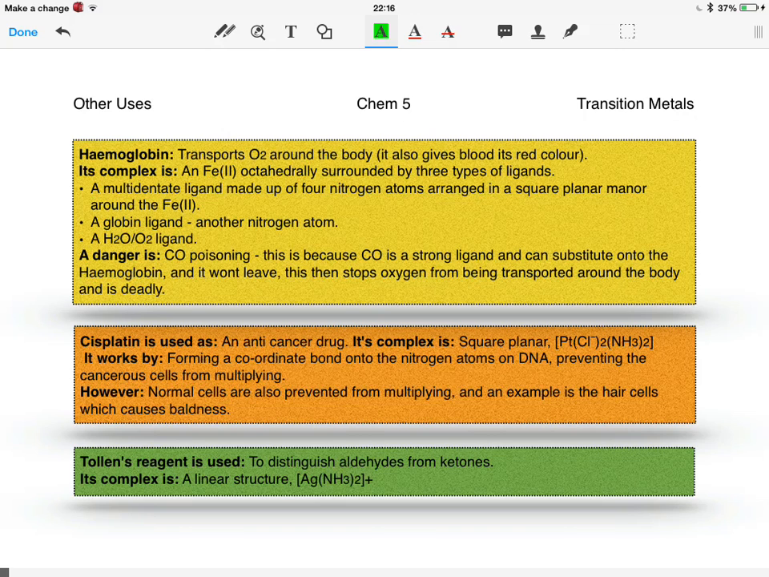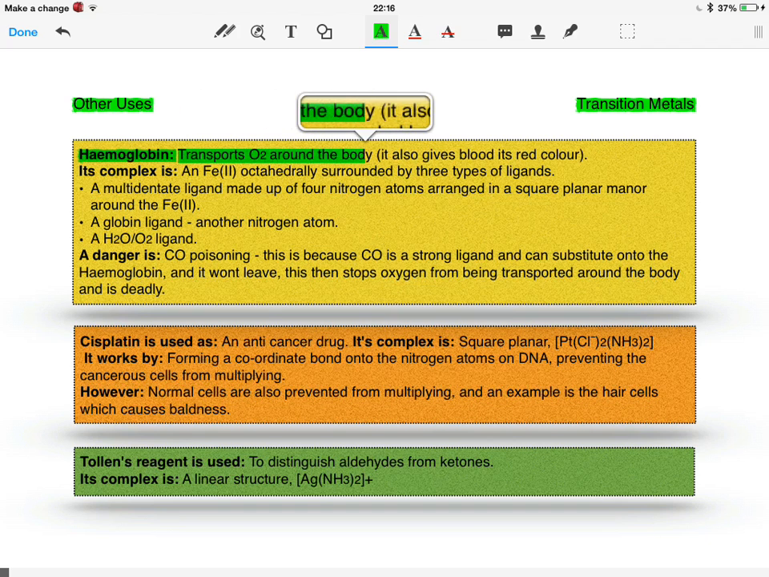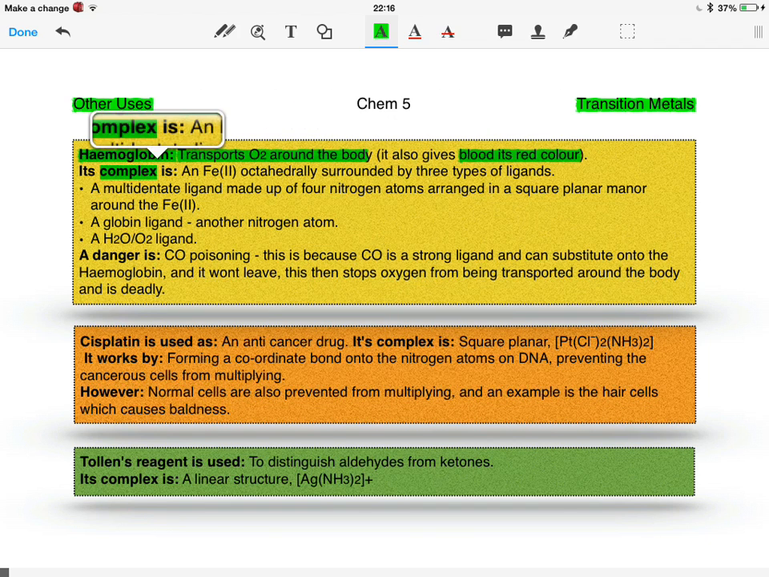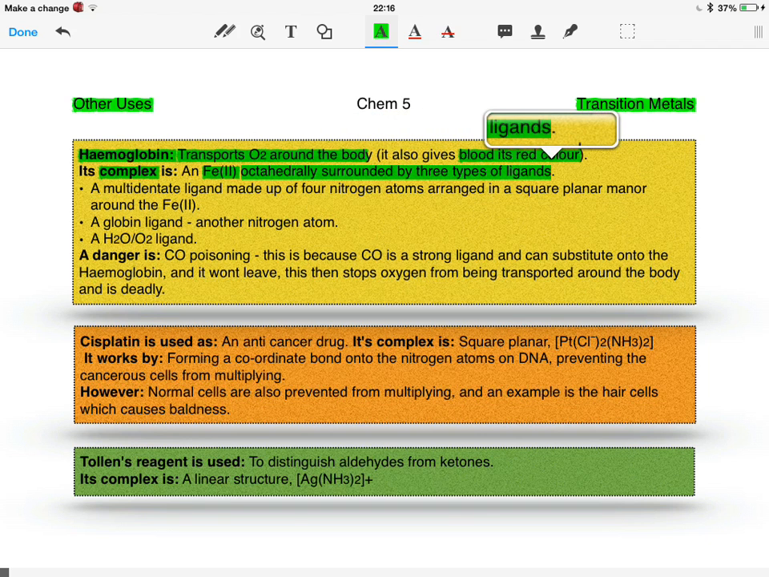So this is the last part of the series, and it's about the other uses of the transition metals. So hemoglobin is used to transport oxygen around the body. It also gives blood its red colour. Its complex is an iron 2+, octahedrally surrounded by 3 types of ligands.